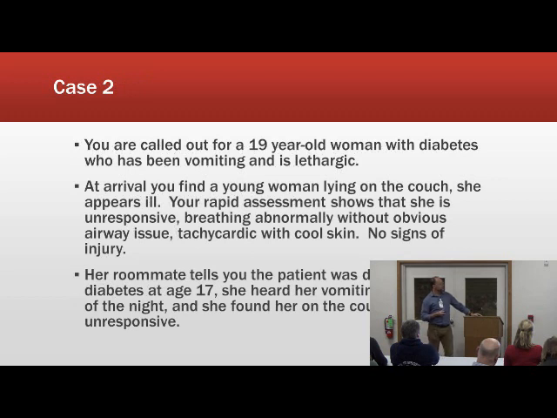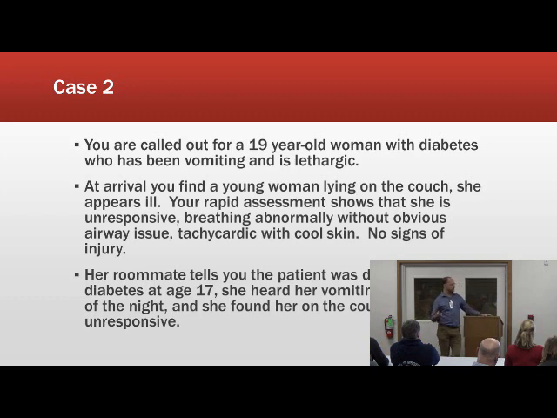Here's another case. So you're called out to a 19-year-old. This is sort of a version of a patient we saw a few weeks ago, real sick. 19-year-old woman with diabetes, vomiting, lethargic. And you get there, she's lying on the couch, she looks ill. She's not right. She's clearly ill.